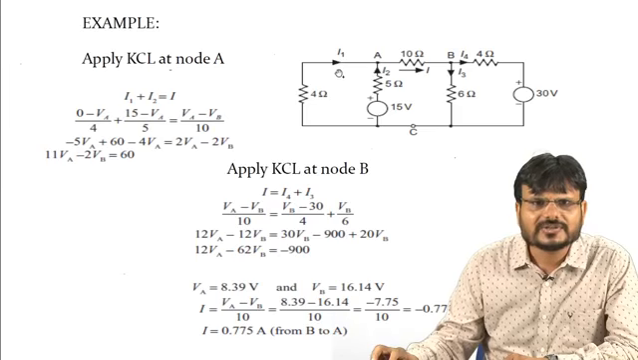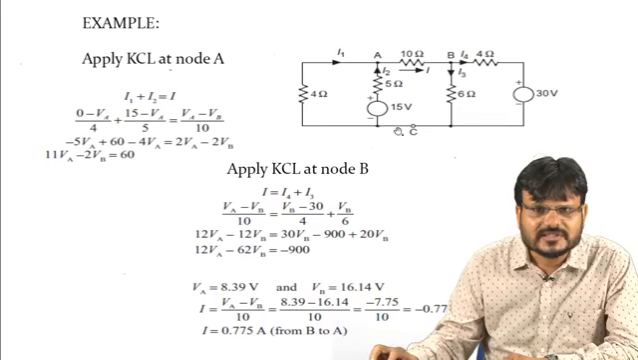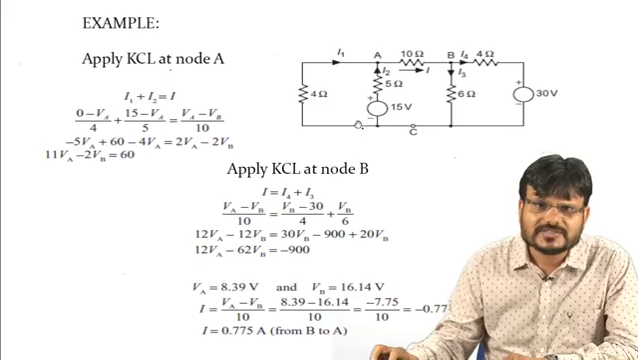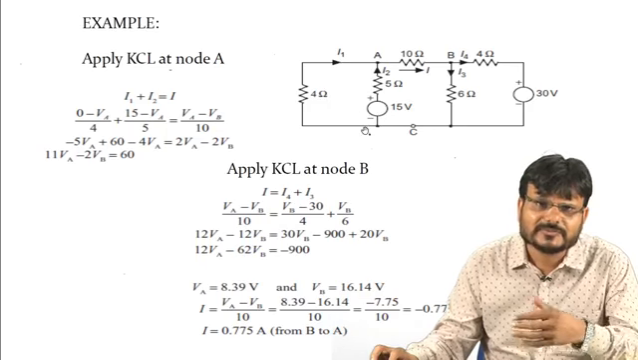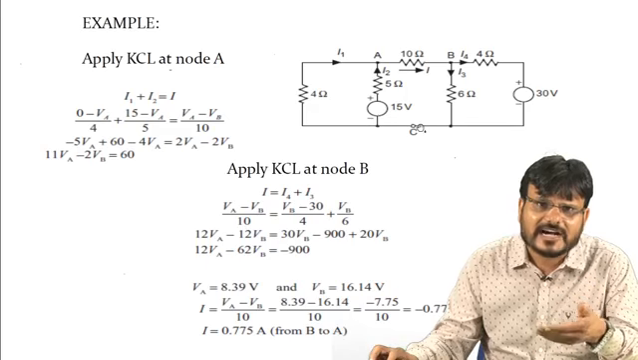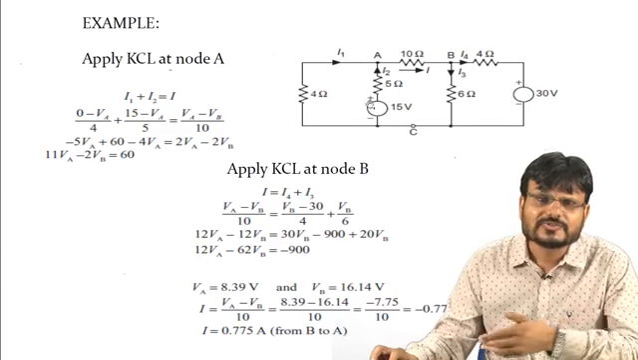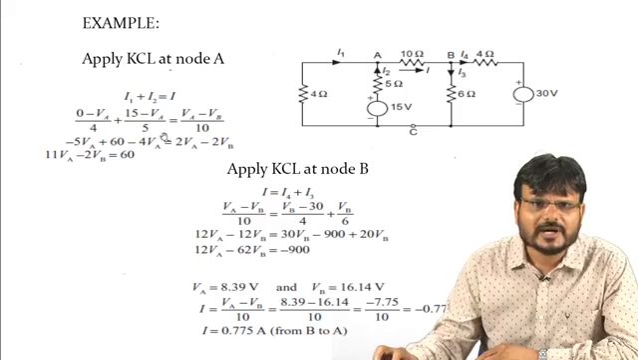KCL at node A means this I1 is an incoming current, this I2 is also an incoming current, and this I is an outgoing current. So it can be written as I1 plus I2 is equal to I. What will be the value of I1? This potential, that means 0, minus VA, because current is flowing from this direction to this direction. So it is understood that the potential of this node is higher than the potential of this node. So you can write 0 minus VA upon 4.